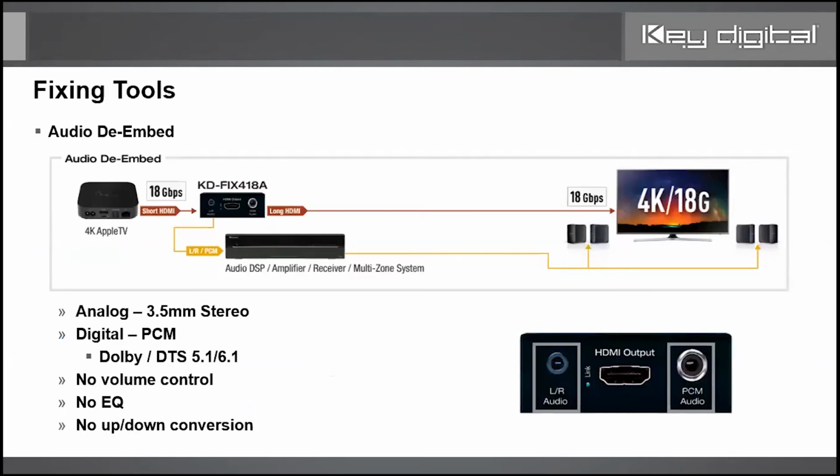So I mentioned more and more sources, like we look right here at Apple TV, and what if I needed left-right analog audio to go into my multi-zone system? Then we could feed this HDMI source into our Fix 418 and take the analog audio out. Or PCM, because again, Apple TV now, the connectivity is even less, but pictured here had Toslink, but didn't have PCM on an RCA. So this audio de-embed is very, very useful for you professional integrators.